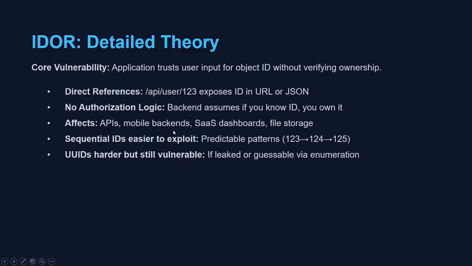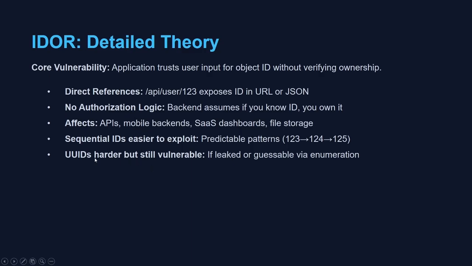Sequential IDs are easier to exploit. Think about it: let's say I logged in with my user, John. My user ID is 123. I have another user, Carlos. His ID is 124. So all I have to do is go to the URL, change 123 to 124, and access Carlos's user, right? There is no authorization on the backend.